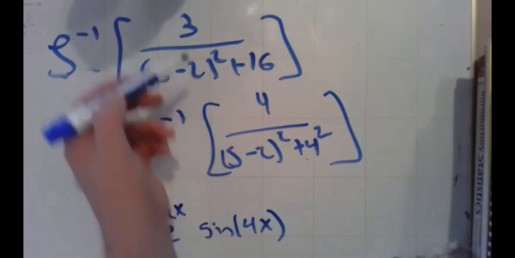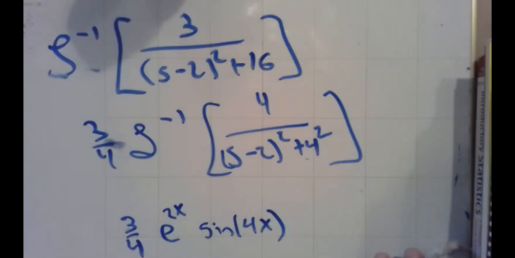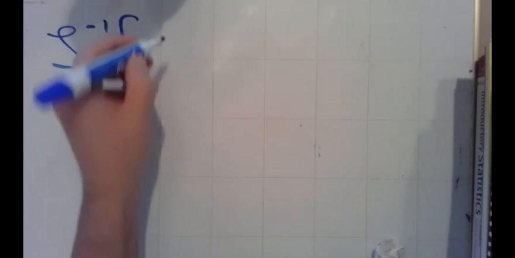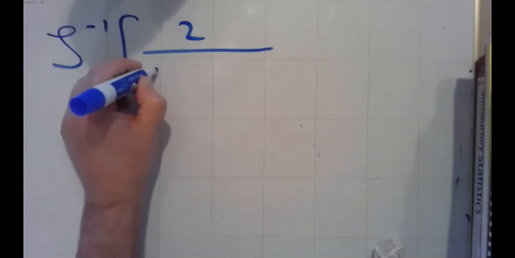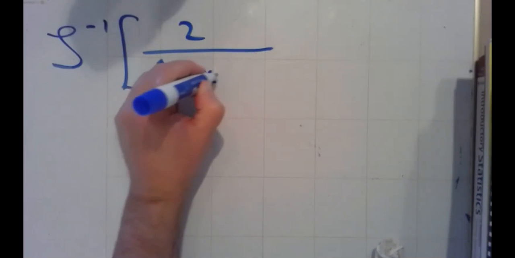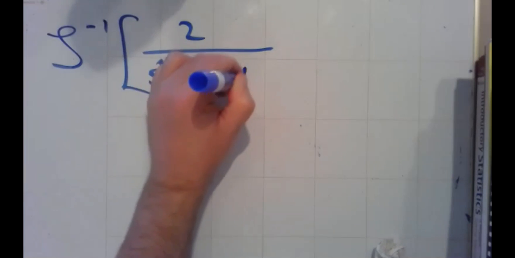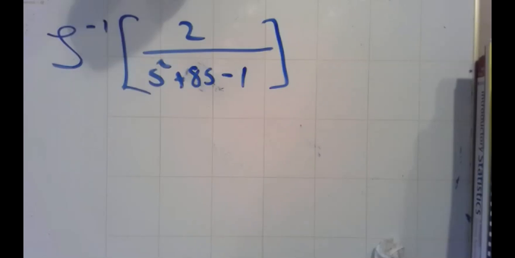All right, what if something doesn't quite fit this format, but we need to make it fit that format? So here are the hard ones. These are the ones that tend to cause the most trouble. What if I want the inverse Laplace transform of 2 over s squared plus 8s minus 1? Okay, this does not fit the format of anything in that table. So what I have to do is make this look like the previous problem by completing the square.